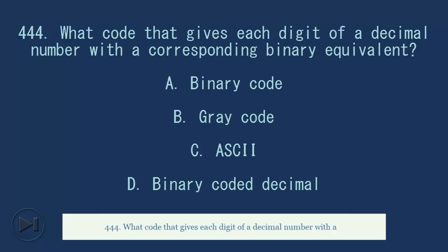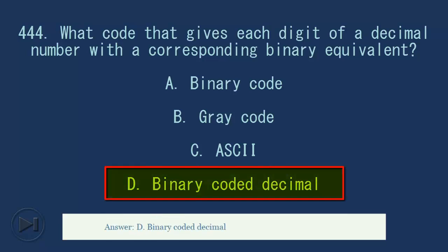444. What code gives each digit of a decimal number a corresponding binary equivalent? A. Binary code. B. Gray code. C. ASCII. D. Binary coded decimal. Answer, D. Binary coded decimal.